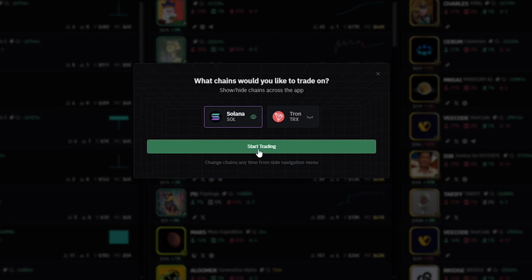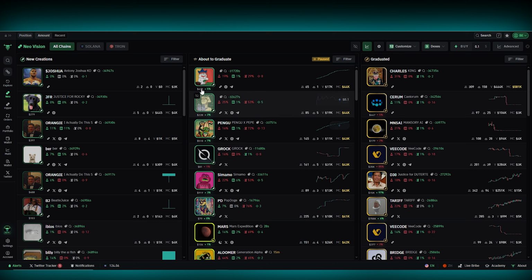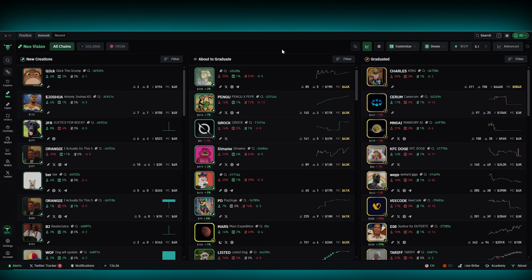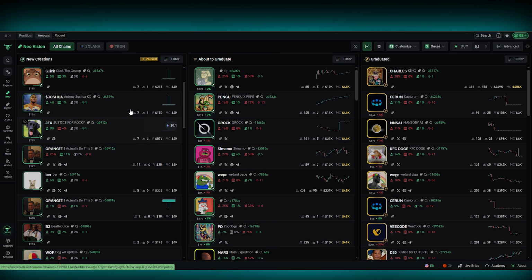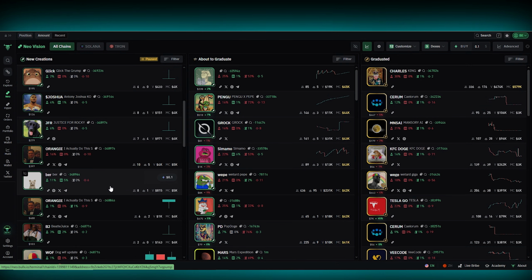Click on Start Trading. Now you will get only the meme coins which are trading on the Solana network. You can either choose any meme coin from the screen or search the desired coin like this. Once you choose the meme coin you want to buy, click on it.